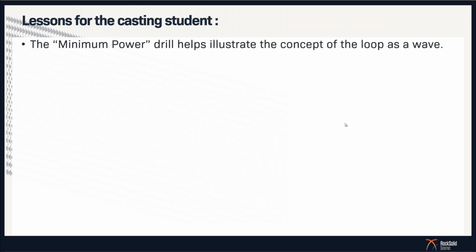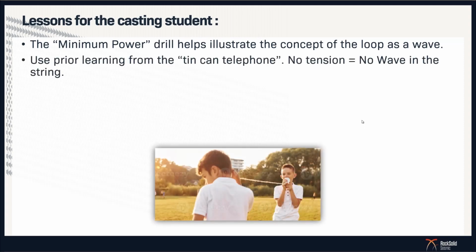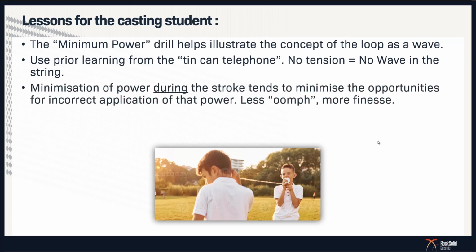So the minimum power drill helps us to illustrate the concept of the loop as a wave. We use prior learning from the tin can telephone, where we have no tension and no wave in the string. So if we're talking through here and there's slack in this string, this kid can't hear it. So minimizing power during the stroke tends to minimize the opportunity for incorrect application of power. And remember, that's one of the five essentials, correct application of power. It turns out that when we use less oomph, we get more finesse, we get a better cast.